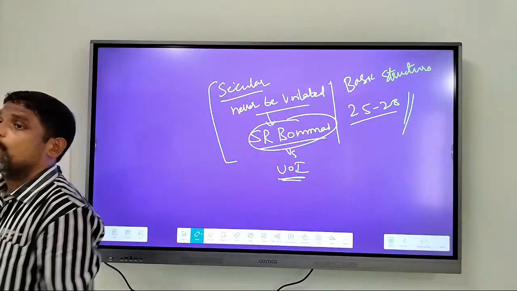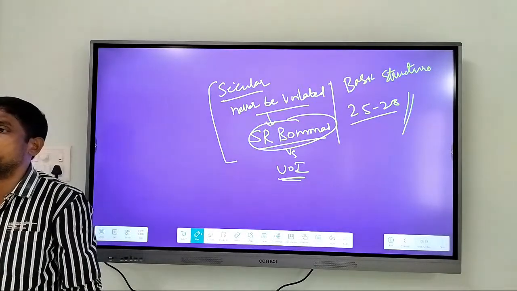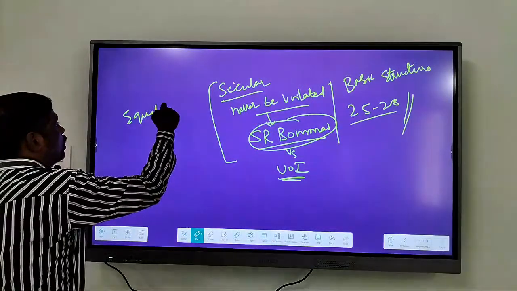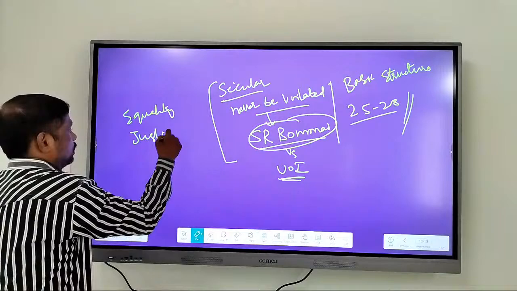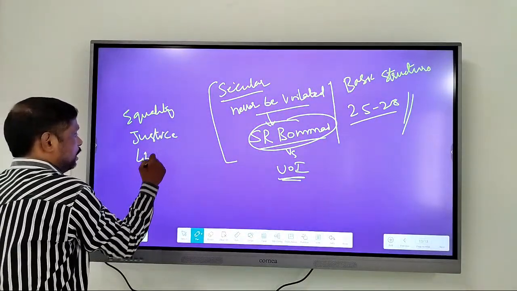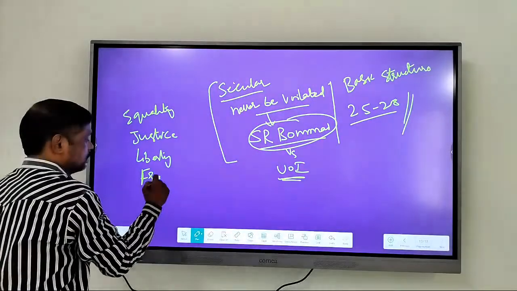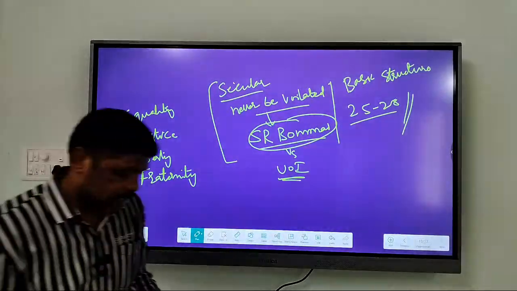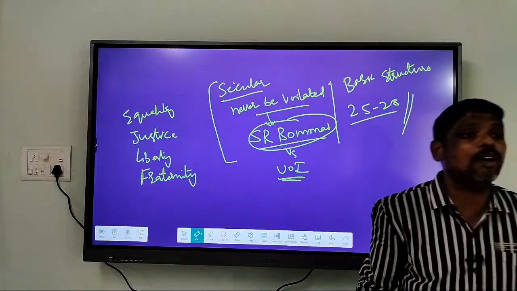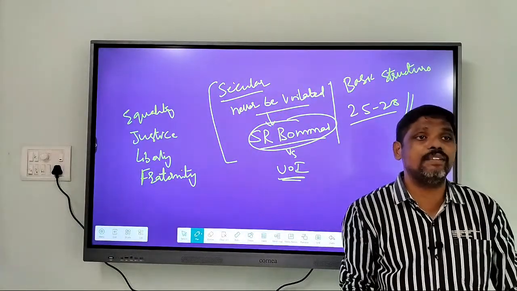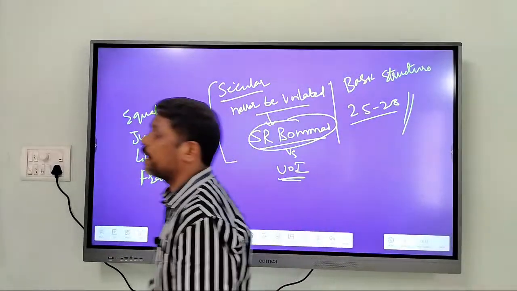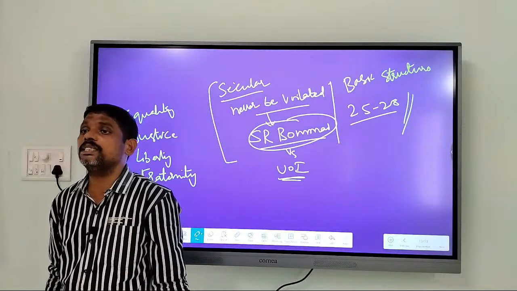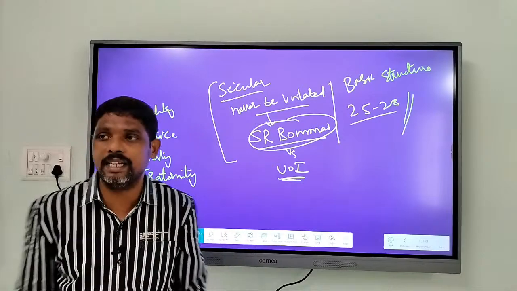All right, coming to the other goals mentioned in the preamble, that is the goals of equality, justice, liberty, fraternity, right? Equality is about equal treatment of all, similar treatment to all individuals, which includes social equality, economic equality and political equality. Justice means just and fair treatment of all the individuals.